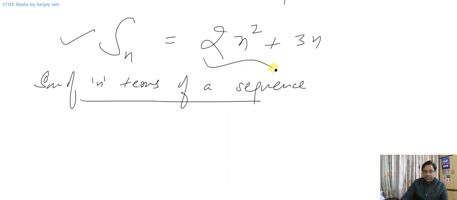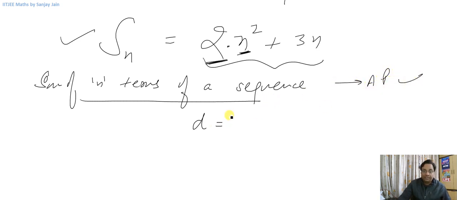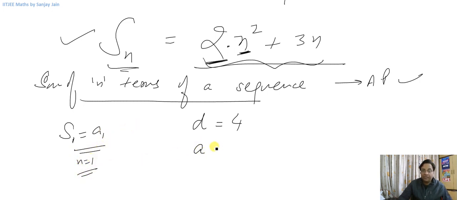Now just by looking at this sum, you can say this is a quadratic expression in n with constant term as 0. So it is definitely an AP. Second thing that you can see is that the coefficient of n² is 2, which is half of the common difference. So you can directly say that the common difference of this AP is 4, right? And third thing that you can observe is that this is the sum of n terms. So the sum of the first term is itself the first term, right? So if I put n equal to 1, it will give me my first term. So the first term is equal to 2 plus 3, that is 5.